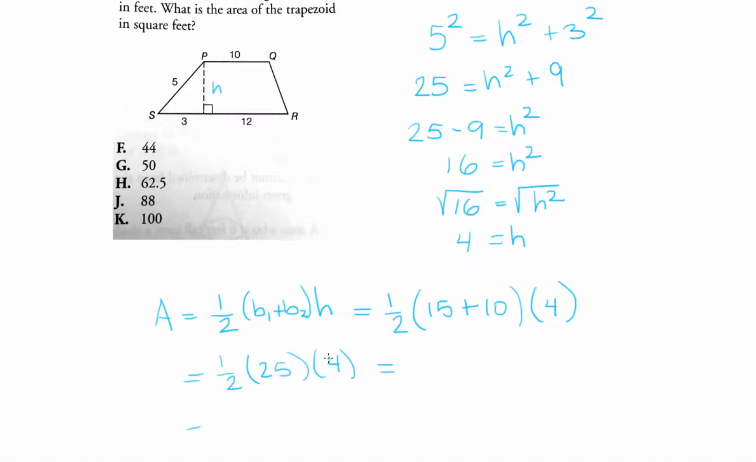And what do I mean by that? Well, there's a 4 here. So if I put this 4 in front, I have 4 divided by 2 times 25. Now 4 divided by 2 is 2, and times 25 equals 50, which is your answer.